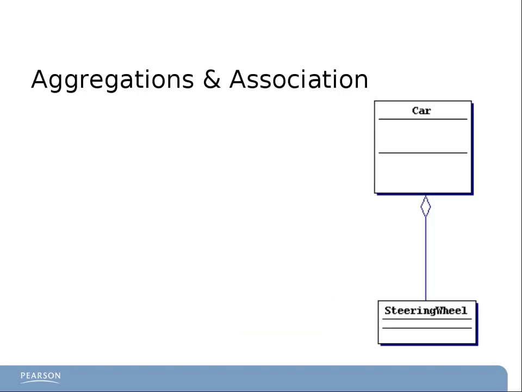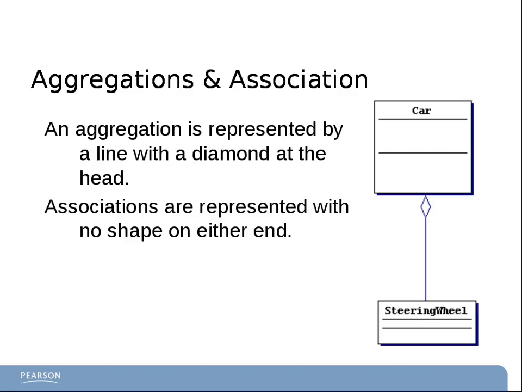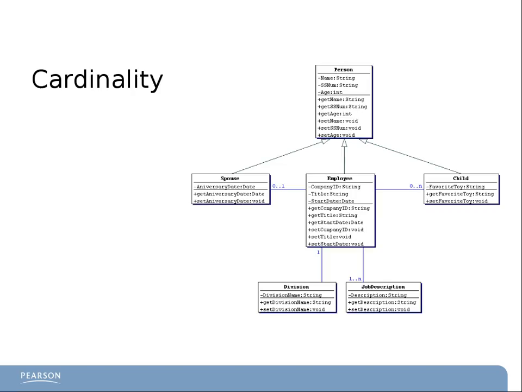All right, aggregations and associations. Beforehand, you had the parent class on top and the child class on bottom. An aggregation is represented by a line with a diamond. So what do you think the aggregation is here? Steering wheel is part of a car. That's a good way to do it. Or car has a steering wheel. Associations are represented with no shape on either end.